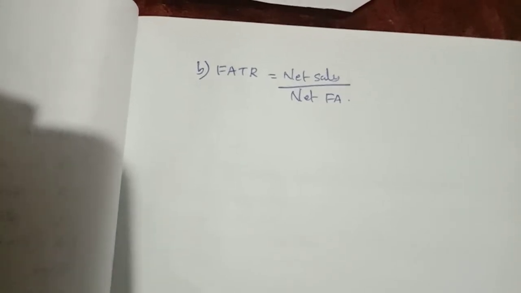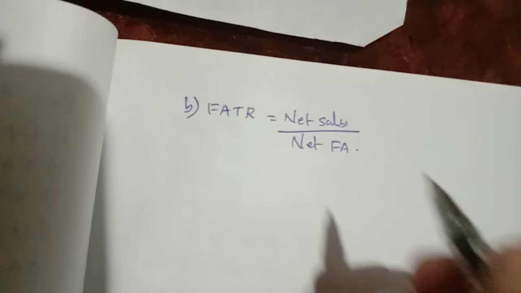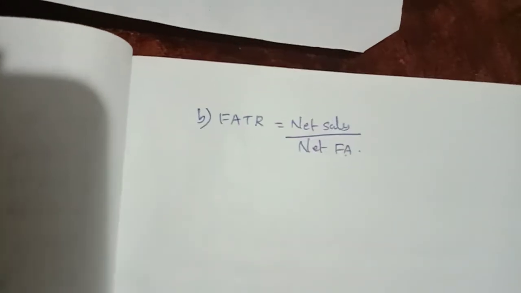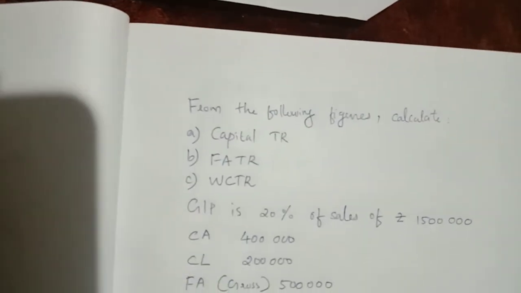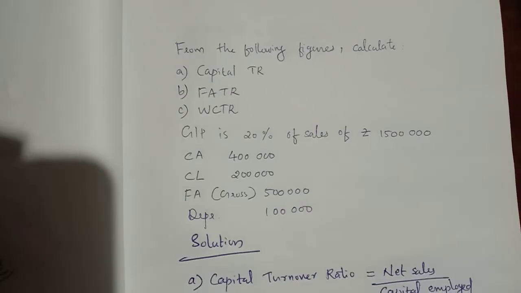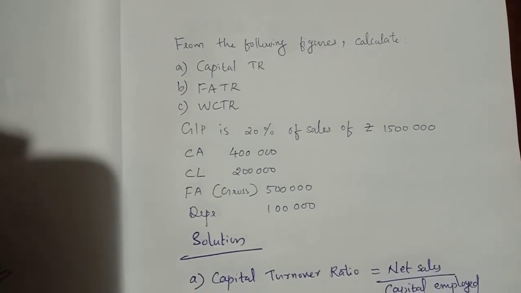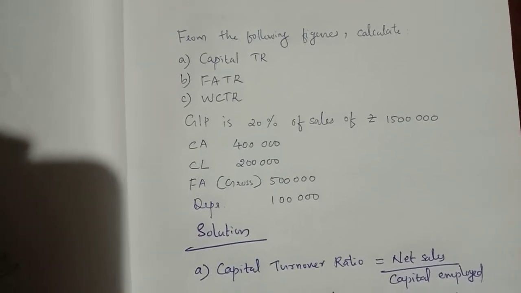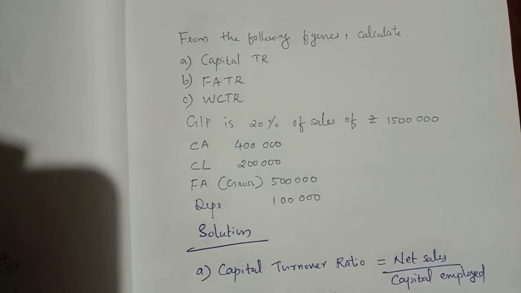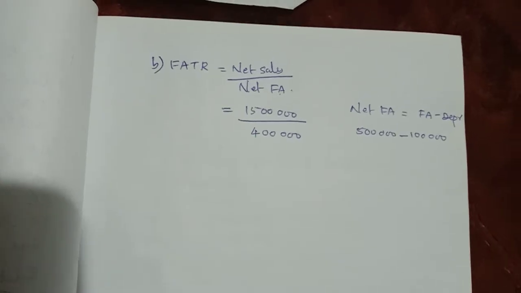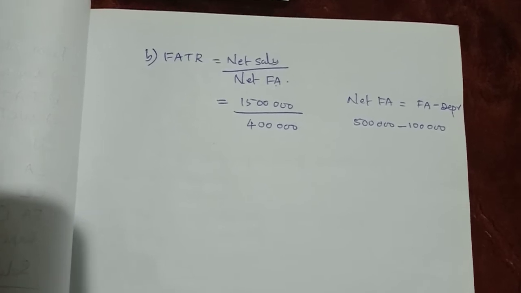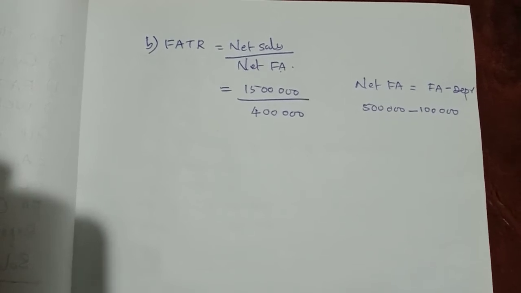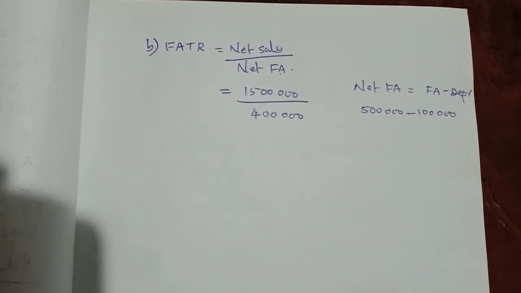Fixed assets turnover ratio is equal to net sales divided by net fixed assets. Here net fixed assets means fixed assets minus depreciation. So what is the value of fixed assets here? The value of gross fixed assets is rupees 5 lakhs. Depreciation is rupees 1 lakh. So net fixed assets means 5 lakhs minus 1 lakh, 4 lakh rupees, right? So here the ratio is 15 lakhs net sales divided by 4 lakhs net fixed assets.